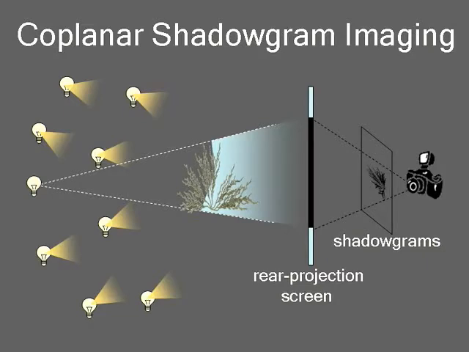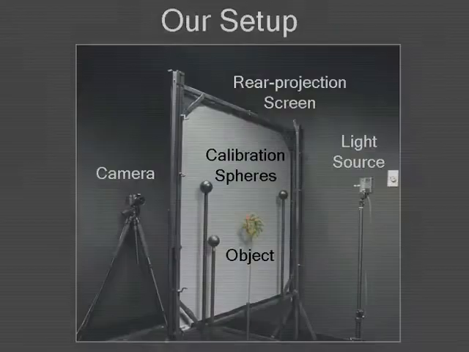A small light source is moved around a stationary object, and the shadows cast by the object on a single planar rear projection screen are imaged by a camera. The key observation here is that the relative transformation between the screen, or the image plane, and the object remains fixed as the light source is moved. We use the term shadowgrams for these shadows, and the term coplanar shadowgram imaging for the system.